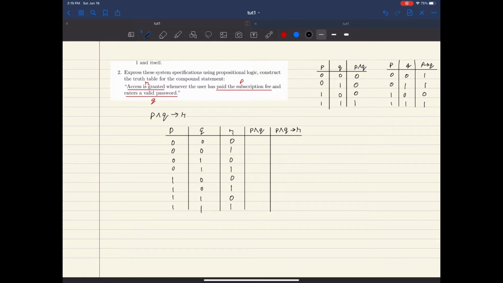Now, taking that into consideration, let's draw our whole truth table for P, Q, and R. P and Q is 1 only when both P and Q are 1, otherwise it's all 0. And for P and Q implies R, first we check where R was 1, that's 1. And when P and Q and R were all 0, that's again 1. And it leaves us with only one row where it's 0. And that's your whole truth table.